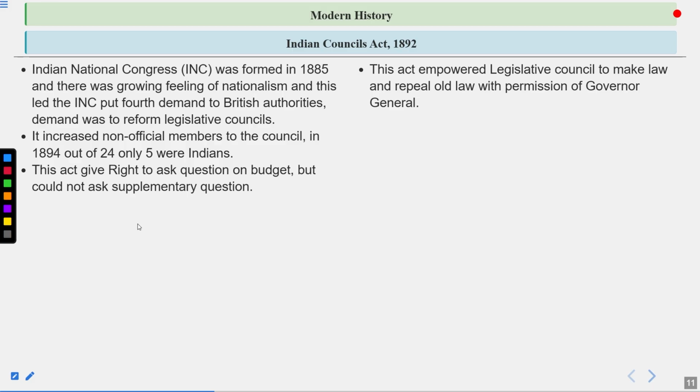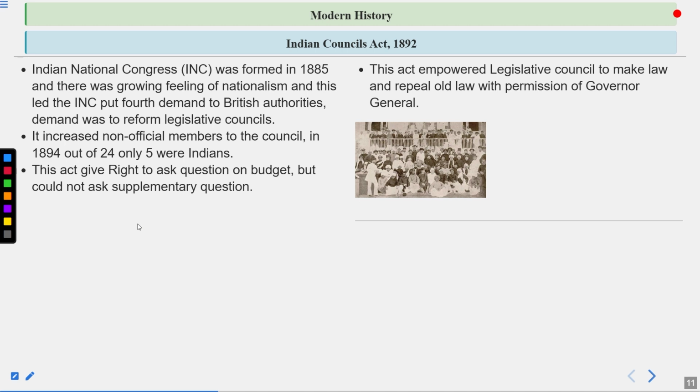So as I was saying, till now the Indians could only be members of the Legislative Council, but the Legislative Council can now make laws and also repeal old laws, but that too with the permission of the Governor General. That means Indians are not free to repeal any law that was made earlier. If they are making any law, they need the permission of the Governor General. After his approval only, the older laws can be repealed and new laws can be added. So here you can see that we are still not getting the demands fulfilled. So this was the 1892 Indian Councils Act.